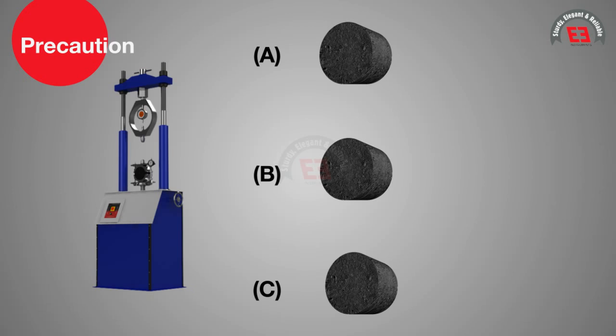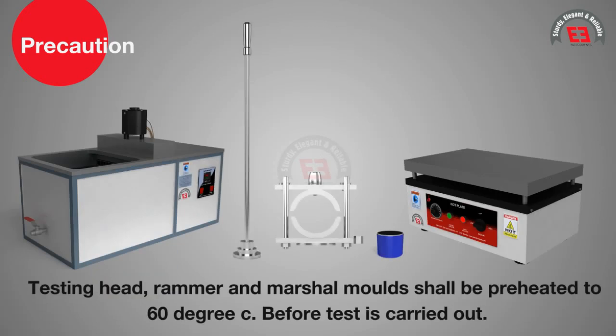Average of 3 determinations shall be taken to find out Marshal stability strength. Testing head, rammer and Marshal molds shall be preheated to 60 degrees Celsius before the test is carried out.